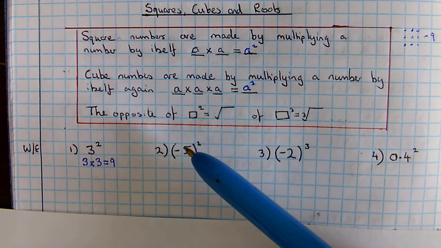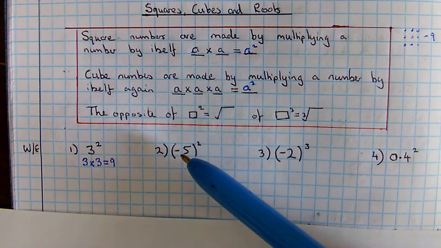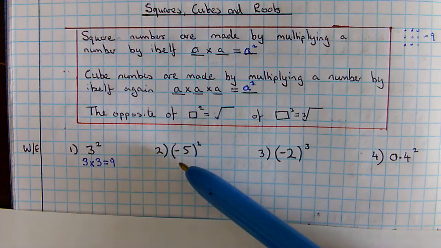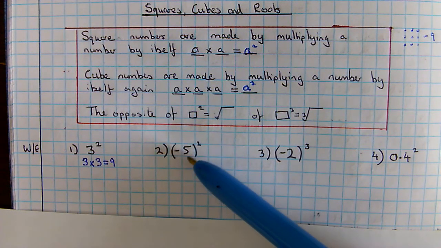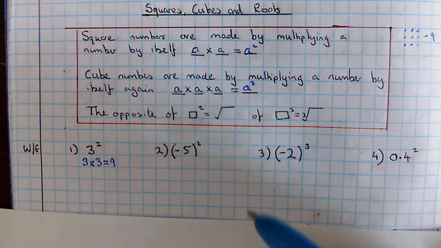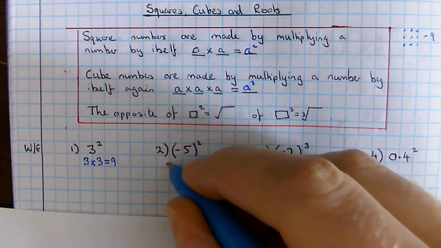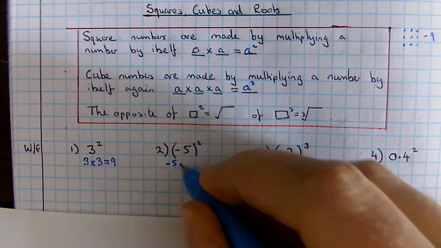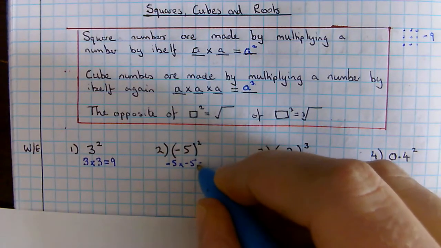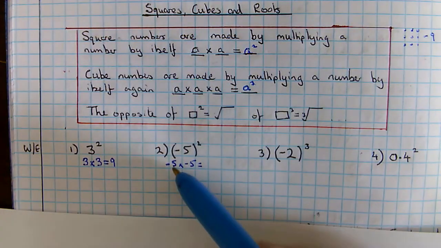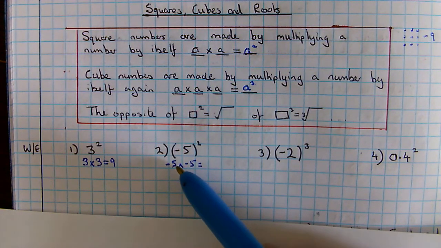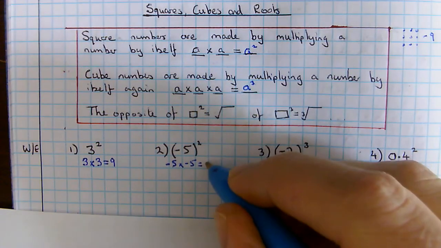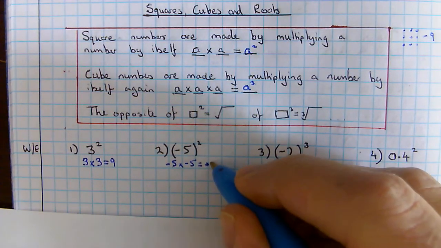Let's have a look at the next one, and we need to be quite careful here. This is a really important bit for calculator usage: -5 squared. This is telling me that I multiply my base by itself twice. So I'm just going to write it out in full. That means -5 times -5. And a reminder that when we've got a negative times a negative, our answer is going to be positive. So we get an answer of positive 5 times 5, which is 25.